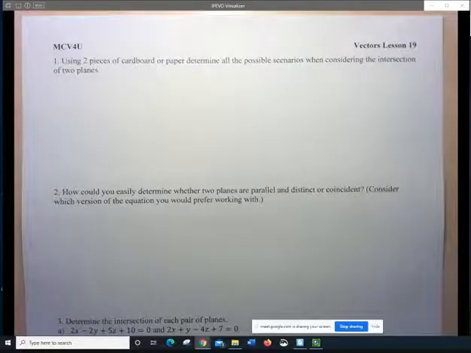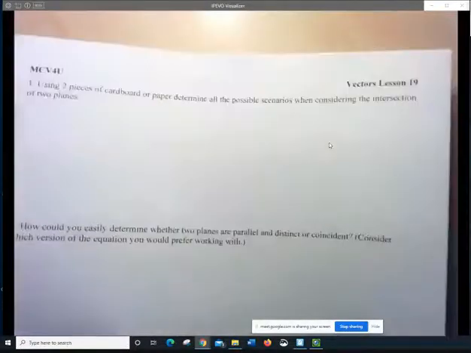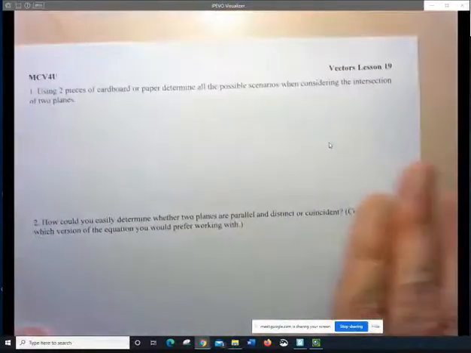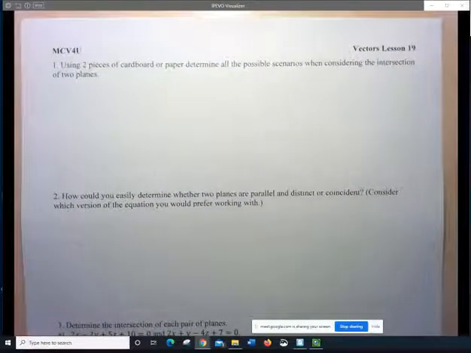Okay, so I'll give you a minute or two to take two pieces of paper or two pieces of cardboard if you have, and see if you can figure out all the possible scenarios that can occur when you're intersecting two planes. The only thing I'll remind you of is that when you're using, say, a sheet of paper to represent the plane, it's only representing part of the plane. The plane's actually extending in all directions. Okay, so take a minute to try to come up with all the possible scenarios, and then we'll come back and take a look at that.